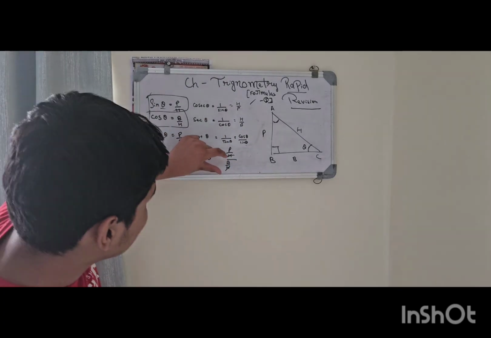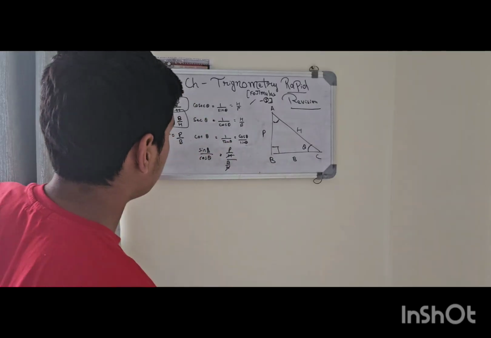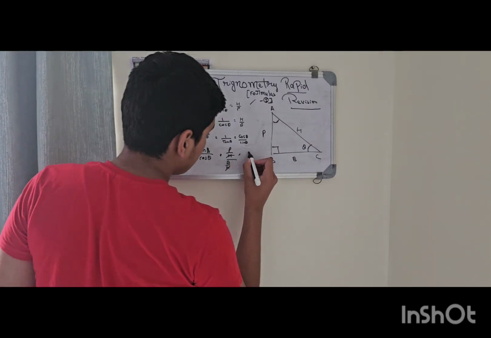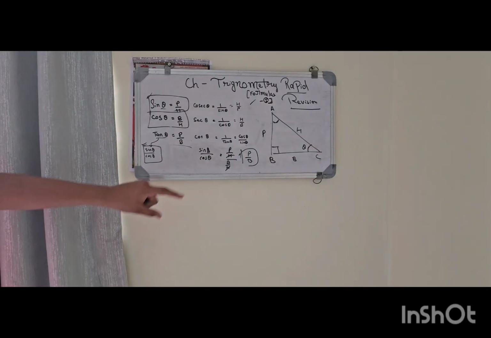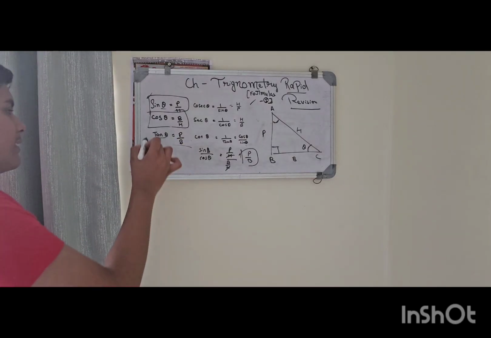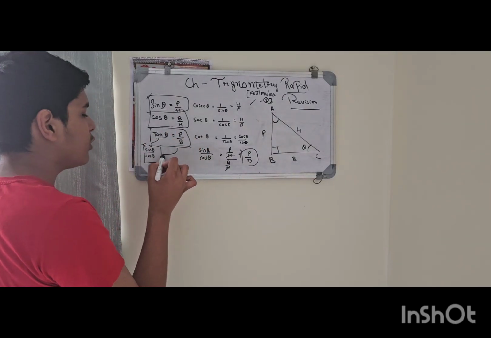Now look, if you take the same thing upward, H will cancel. So this will be equal to P by B, and P by B is tan theta. So tan theta is equal to perpendicular by base, which is equal to sin theta by cos theta.